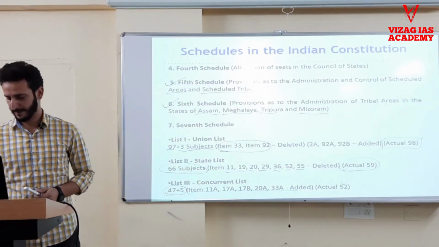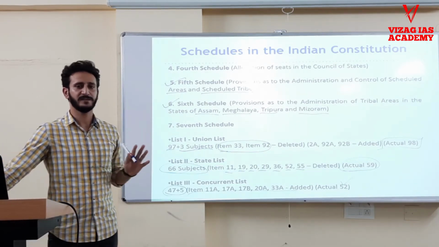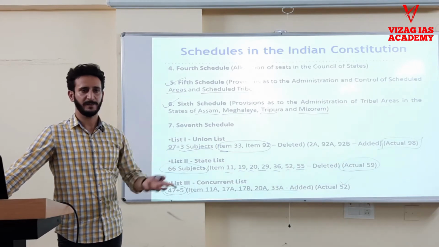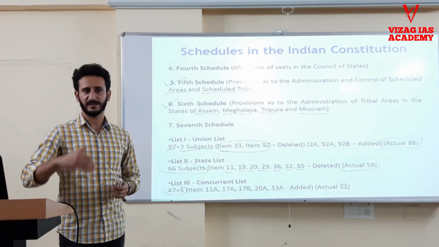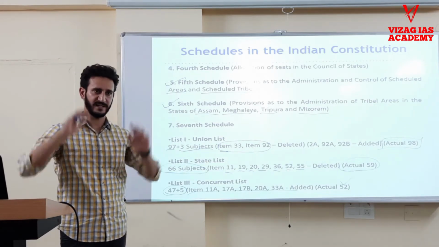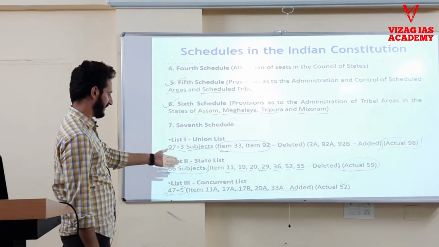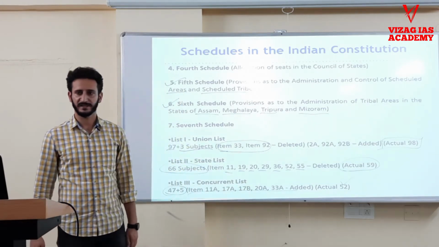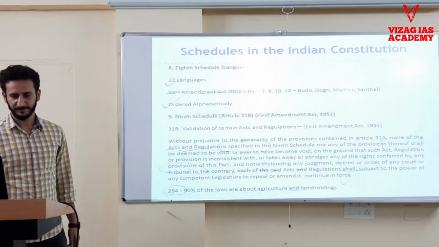So if you take a preliminary look at the list, it will still seem that it is 97, because when an amendment is done, they add it like A, B, C. They don't actually go beyond those numbers. So 395 articles, we stick to 395 originally, but we keep adding A, B to those numbers, like we just see here: 11A, 17A, 17B, 20A, 33. Shall we move ahead?